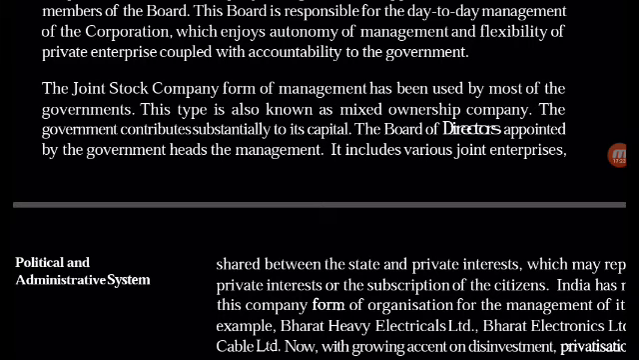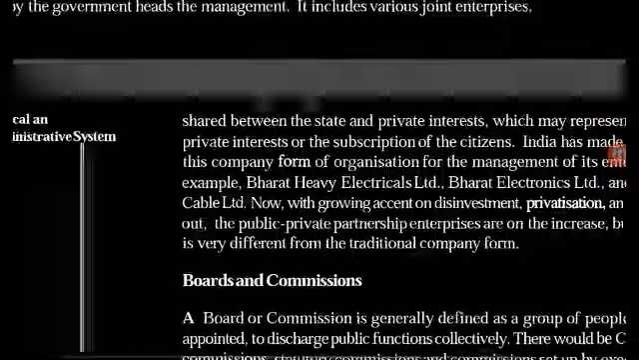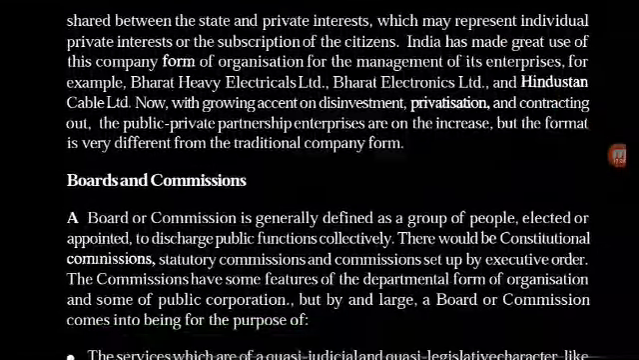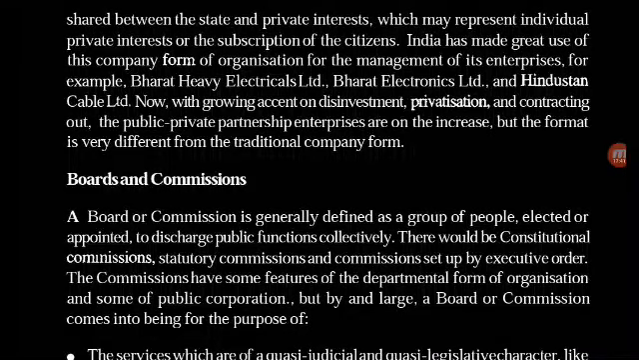This type is also known as mixed ownership company. The government contributes substantially to its capital. The board of directors appointed by the government heads the management. It includes various joint enterprises shared between the state and private interests, which may represent individual private interests or the subscription of the citizens. India has made great use of this company form of organization for the management of its enterprises. For example, Bharat Heavy Electrical Limited, Bharat Electronics Limited, and Hindustan Cable Limited.